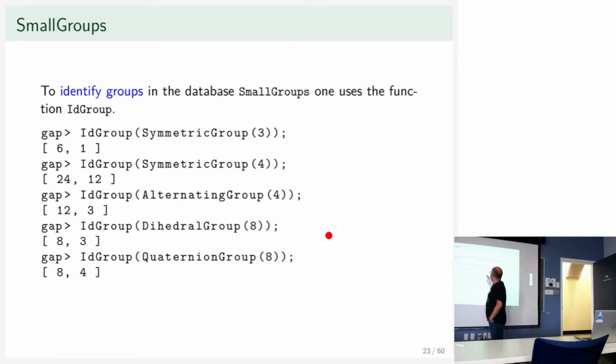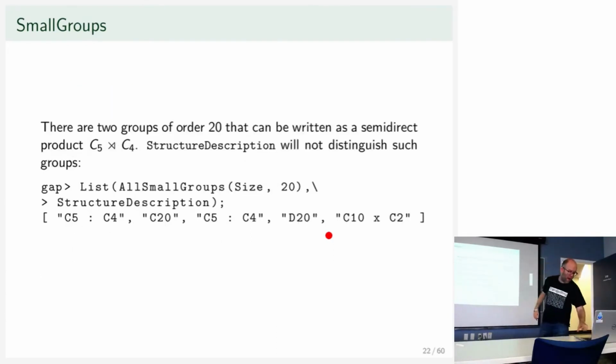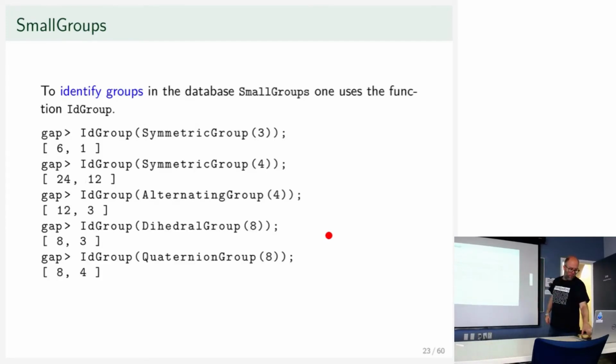Let's apply this to symmetric group 4. This is what you get. So it means that in the list of groups of size 24, your group appears at place 12. And well, here you have other examples. And this is an invariant. If you apply IdGroup to this one, you will get, I don't know, number 1, say, and to this one, you will get number 3. Very good. Is it clear?